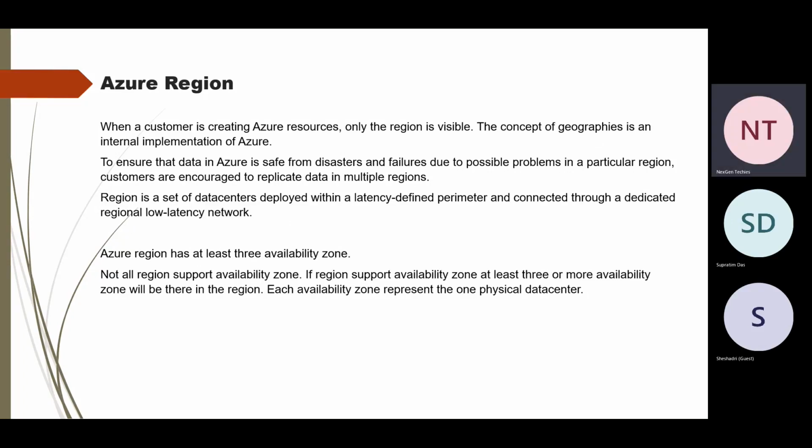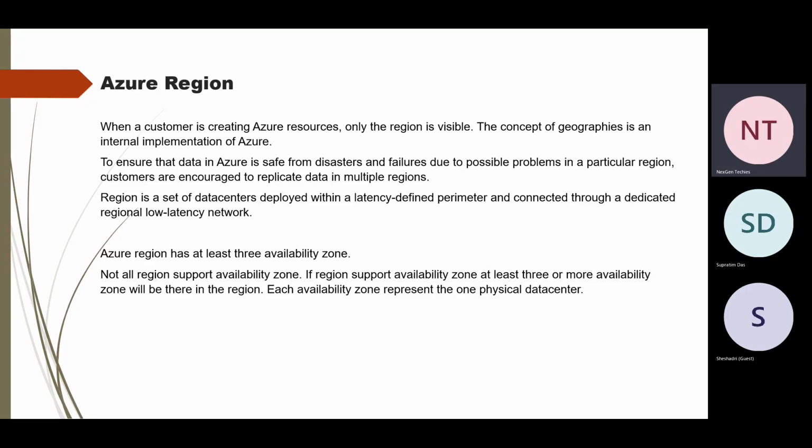When a customer is creating Azure resources, only the region is visible, not the geographic. Geographic is just a concept, an internal implementation of Azure. So while creating your resource, you select a region, in which region you want to create the resource. Like when you are creating VMs, you have to define in which region you want to create the VMs. So the region is visible, but the geographic is not visible.